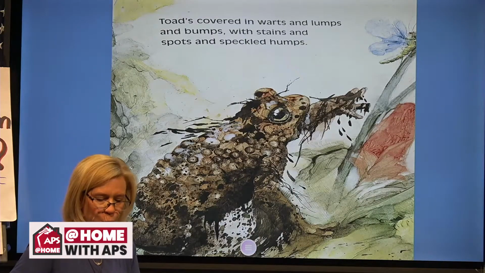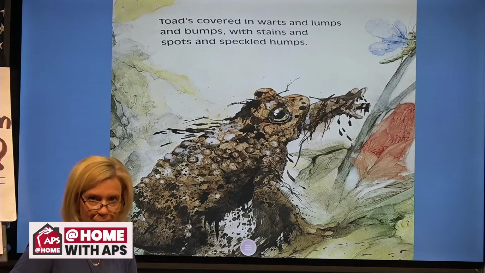Toads covered in warts and lumps and bumps, with stains and spots and speckled humps.